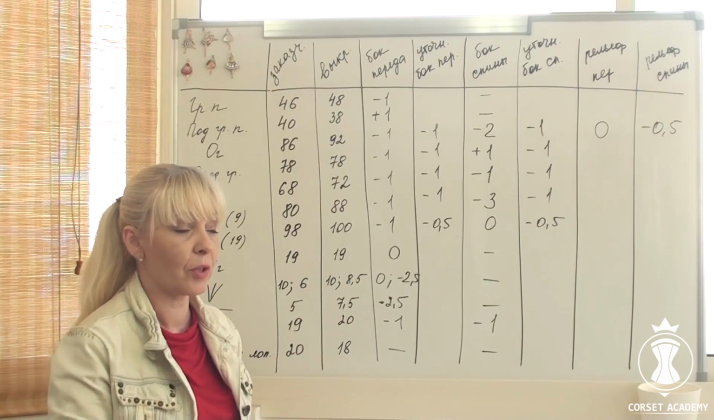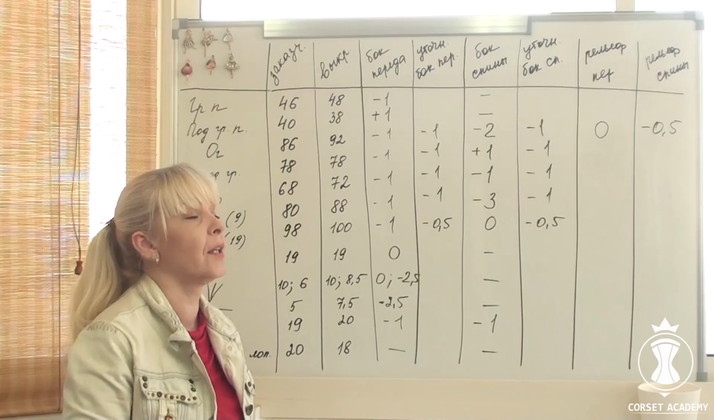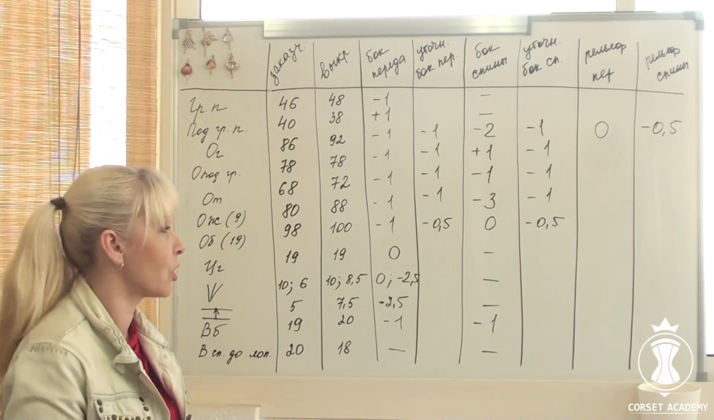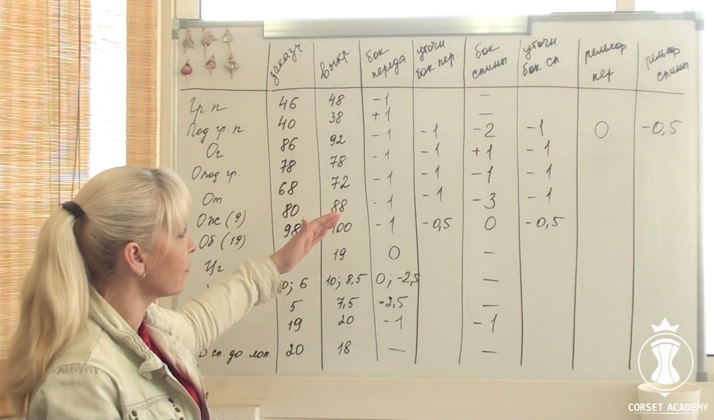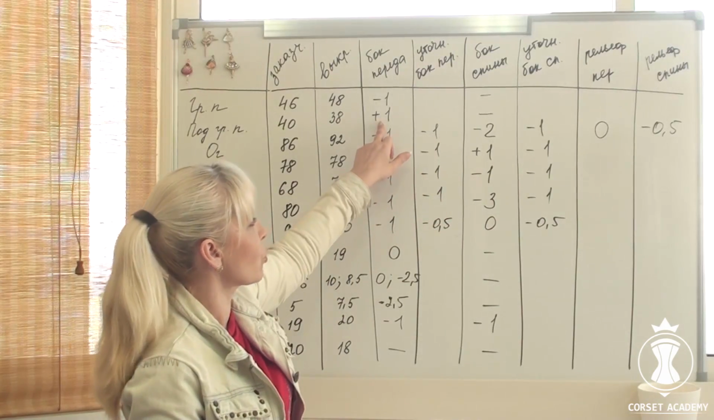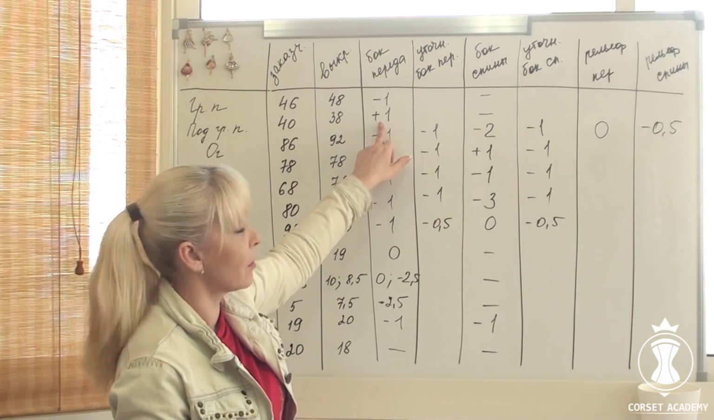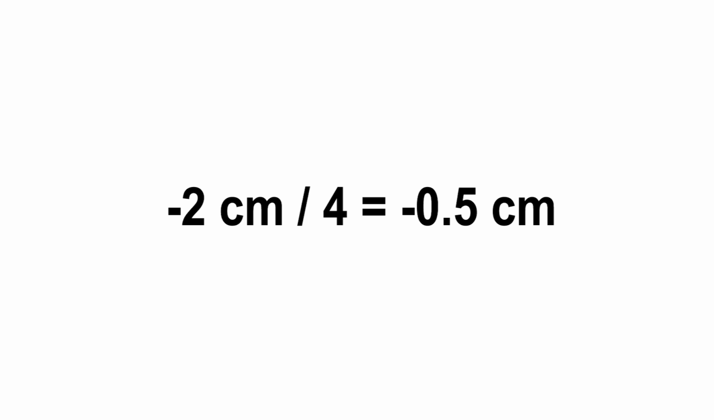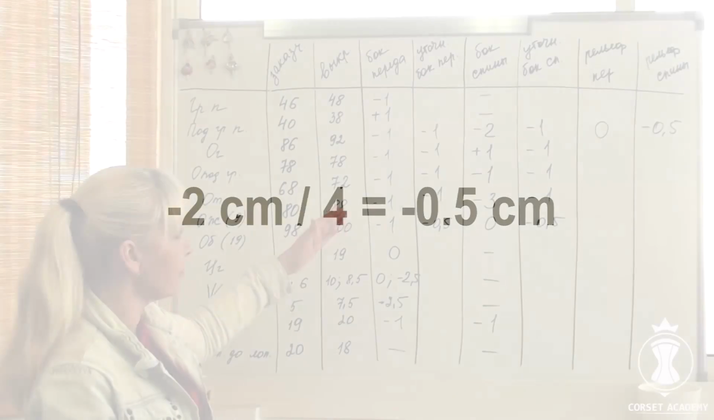It means I need to shift the intermediate front princess seams outwards by a total of 2 centimeters distributed between their 4 raw edges. -2 centimeters divided by 4 equals -0.5 centimeters.